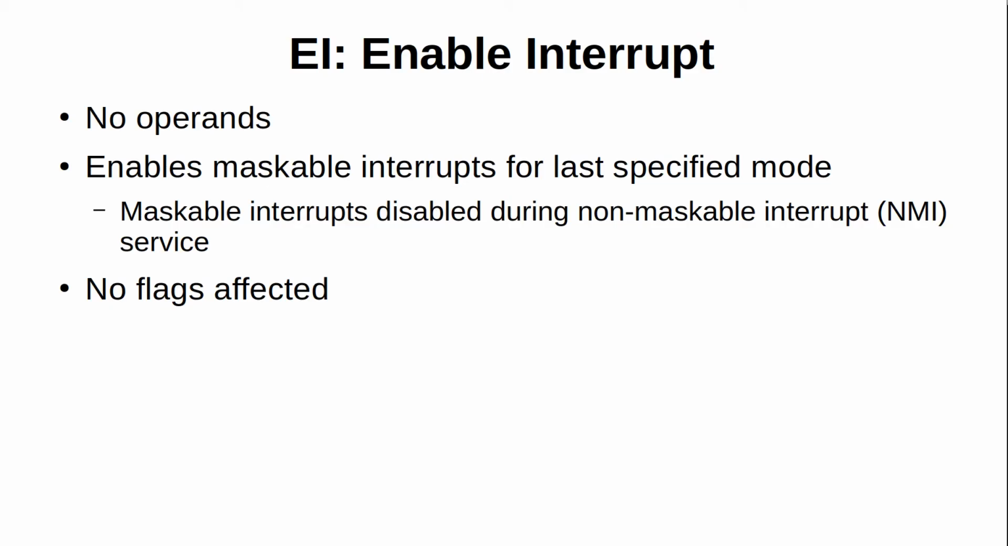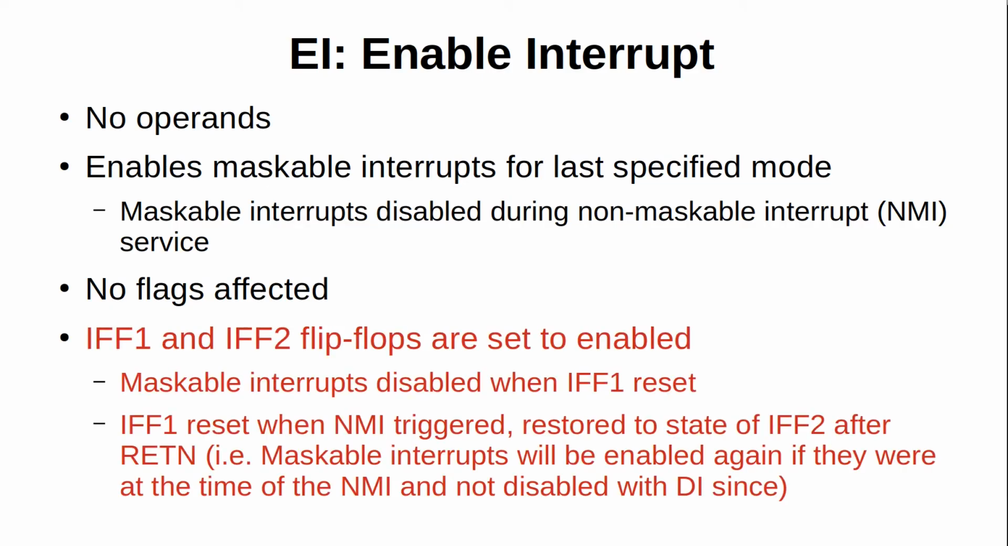However, that's a bit misleading. There are a couple of flip-flops in the Z80 that act like additional flags outside the F register. And EI works by setting both IFF1 and IFF2 to enabled. It's IFF1 in particular that enables maskable interrupts, and that will be automatically reset whenever an NMI is triggered, which is how the interrupt priority is enforced by the Z80.